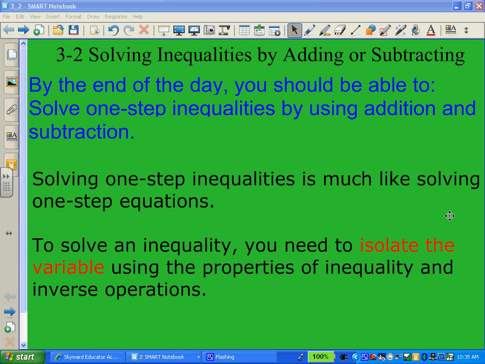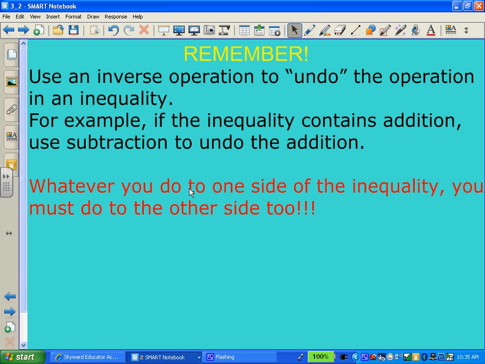Now we're going to start out with just one-step inequalities, and these are going to look very much like one-step equations. Okay, we're going to use the same steps. We have to get the variable by itself, and we're going to use inverse operations to do that, okay?